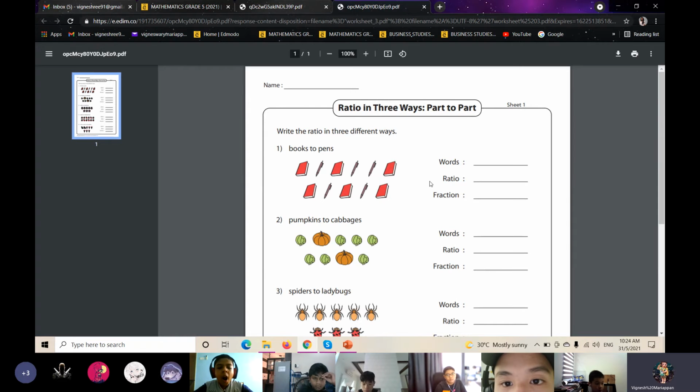Okay, very good. Pumpkins to cabbage. Pumpkins to cabbage. The word is 2 to 7. Then the louder lah. 7. Very good. And then ratio form, 2 to 7. Fraction, 2 over 7. Okay. Very good.